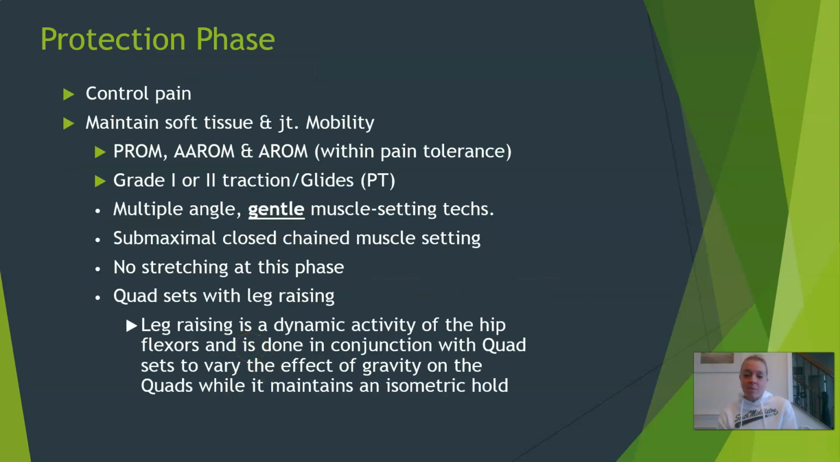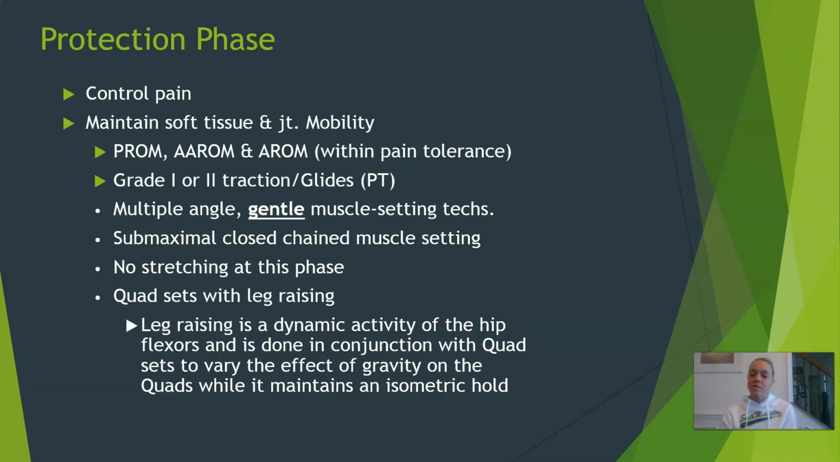So in the maximum protection phase, we're still talking hypomobility, so OA, RA, or post-immobilization hypomobility. We want to try to control pain. We want to maintain soft tissue and joint mobility, so patellar mobility. We're going to do passive, active assisted, active range of motion, all within the patient's pain tolerance. We can do grade 1 or 2 traction or glides. This is usually referring to the patella. So we're just talking about mobilizing the patella or gliding the patella.